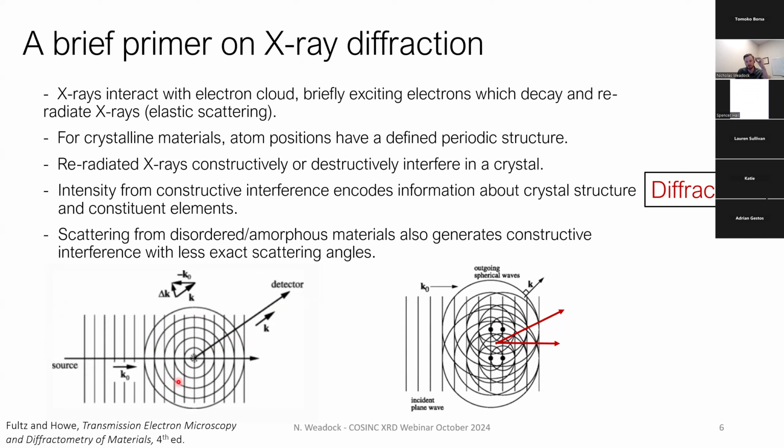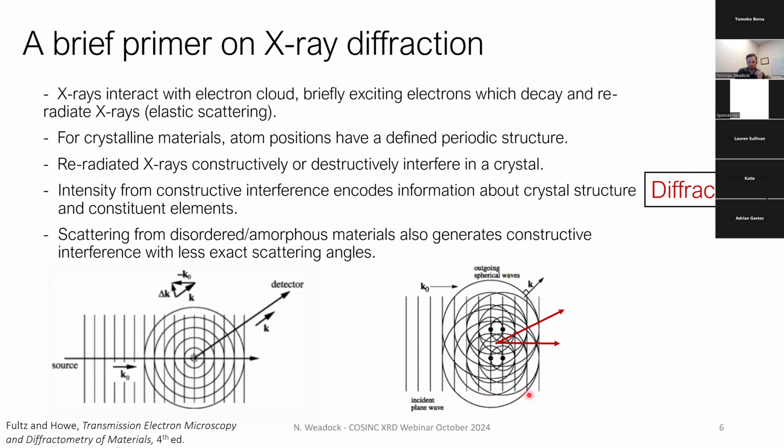Now, when we have our atoms defined in a periodic manner, what we see is that as those X-rays are re-radiated, you have nodes of constructive interference along certain angles with respect to your crystal. And this sort of coherent angle-dependent intensity is your diffraction. And the intensity and the position of this is what we're going to use to learn about our material.